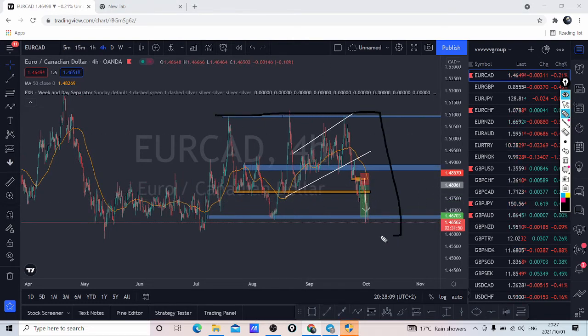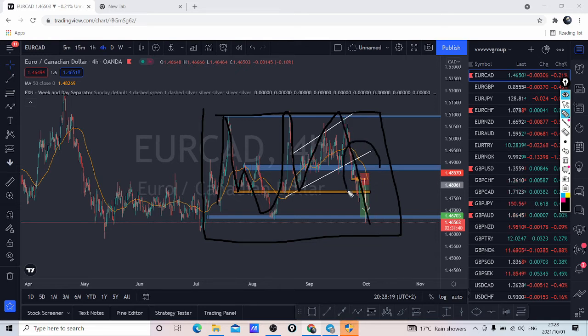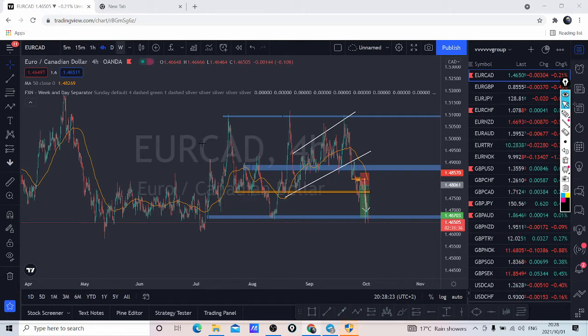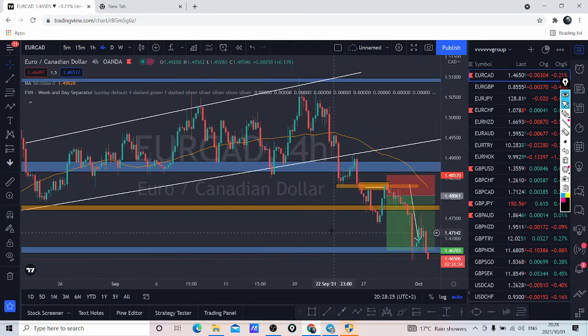The market is ranging on the daily, but here it's buying, here it's selling, here it's buying, selling, buying, selling. So we're looking for a setup here. Let's zoom into the H4 like this.